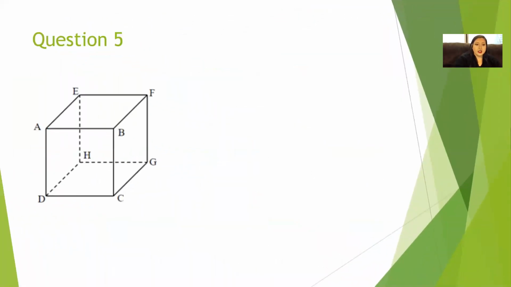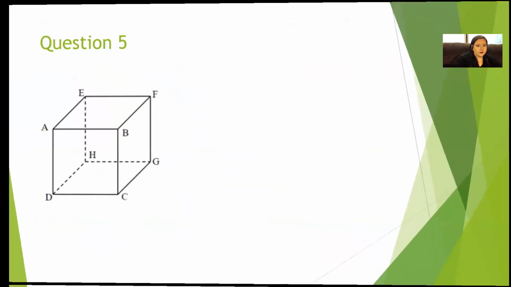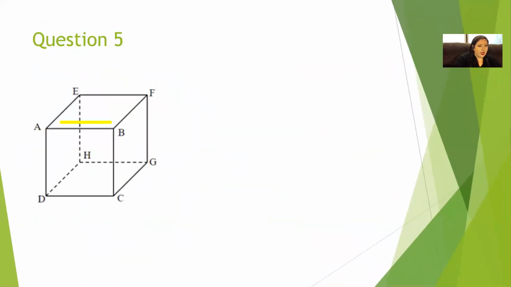Question 5. On this one, they're wanting us to name all the faces of this cube. So we can start out by doing the top and the bottom face. So if we started, let's go back. We started with, it goes B to A, B to F, F to E, E to A. And then same thing down at the bottom.